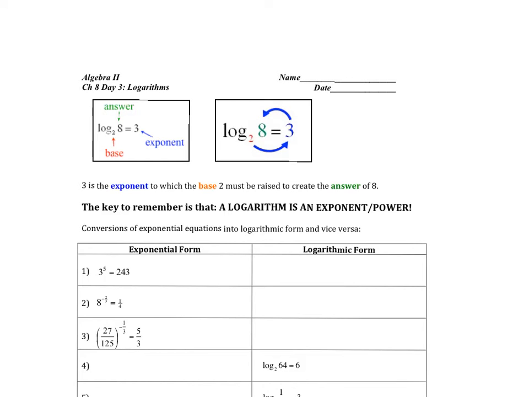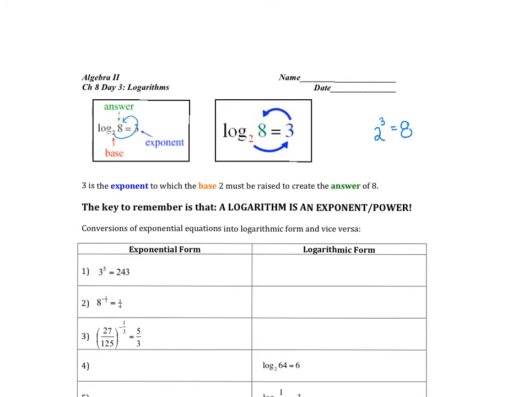Okay, so 3 is the exponent to which the base must be raised to create an answer of 8. So this is both log form. If you wanted to rewrite it in equivalent exponential form, it says here that the base of 2 must be raised to the exponent of 3 to get your answer, or your argument. So 2 cubed gives you 8.